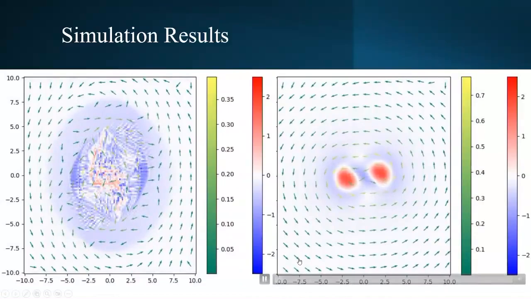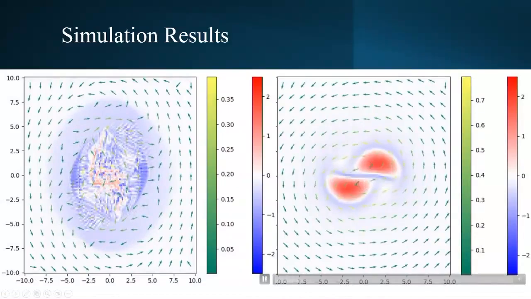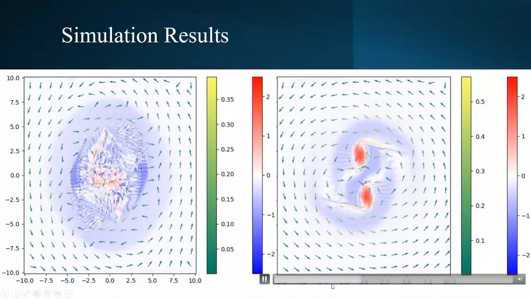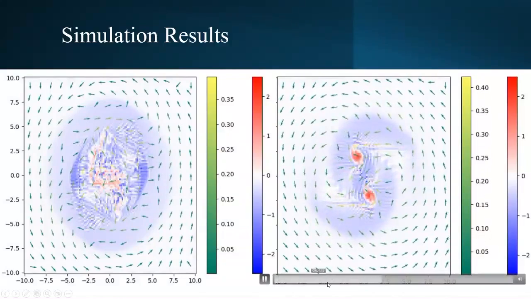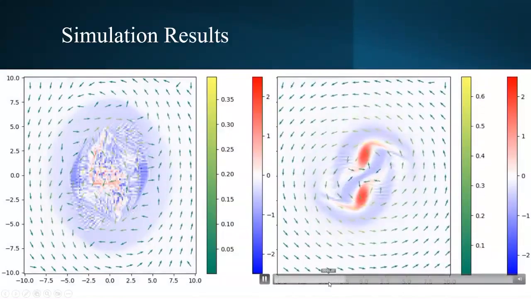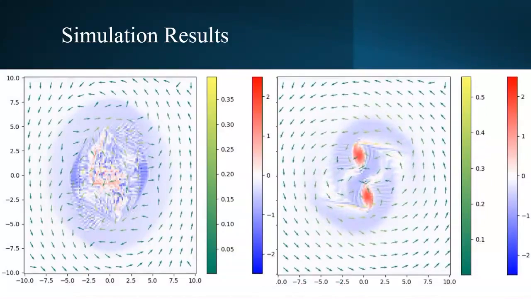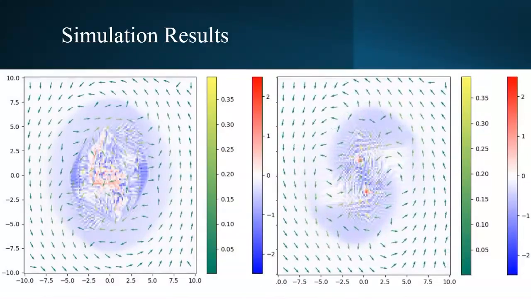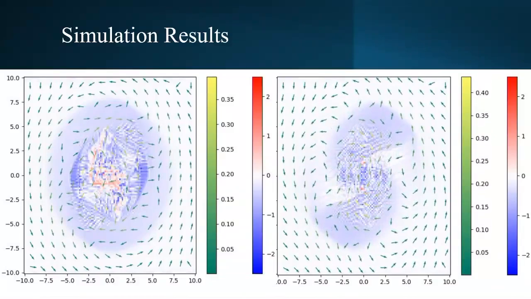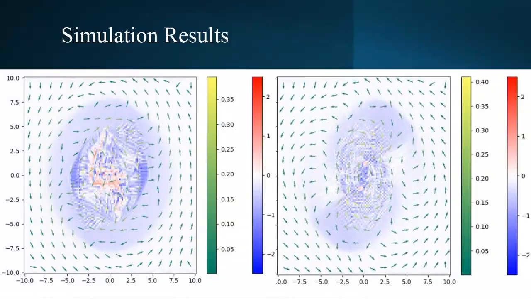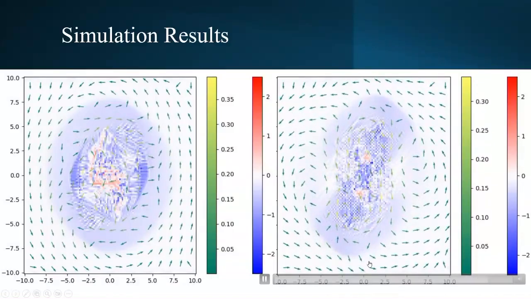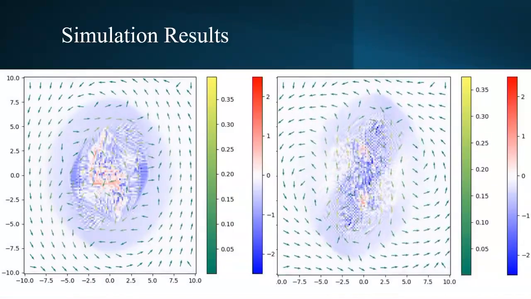You can see this resistance is acting like a barrier between them. So maybe start from here. It's acting like a barrier to prevent the vortex cores from touching each other. So this is the result.